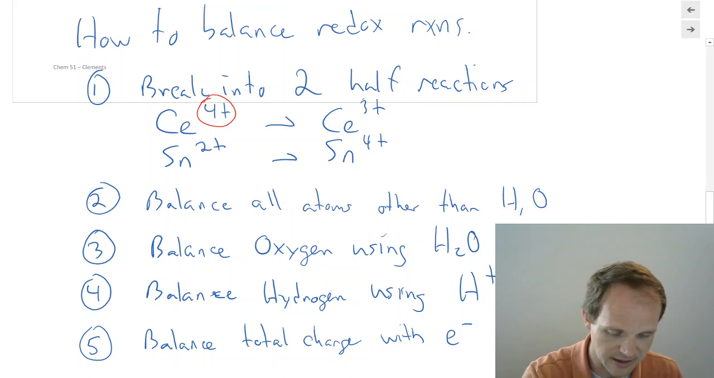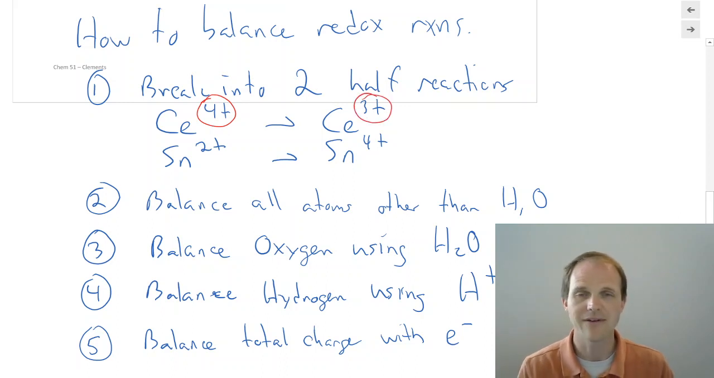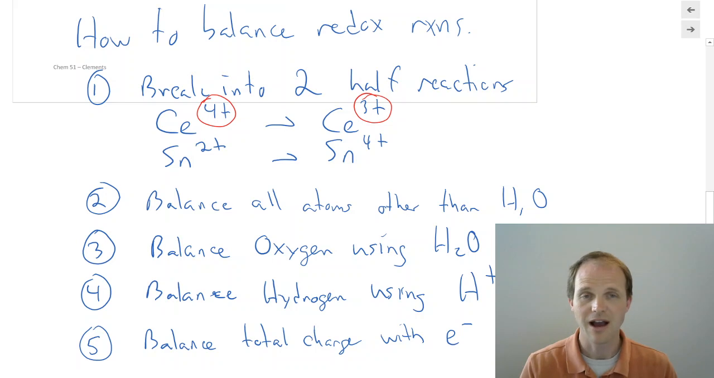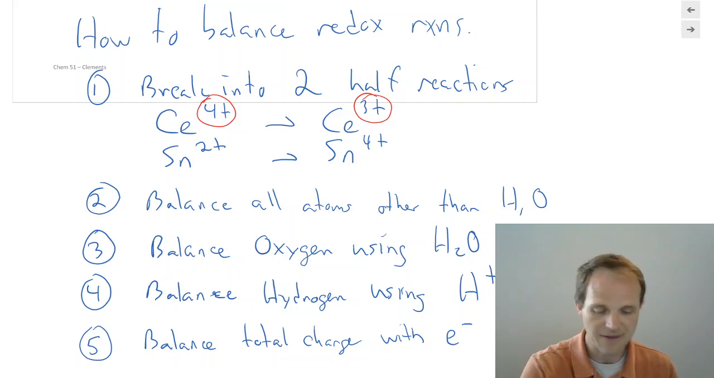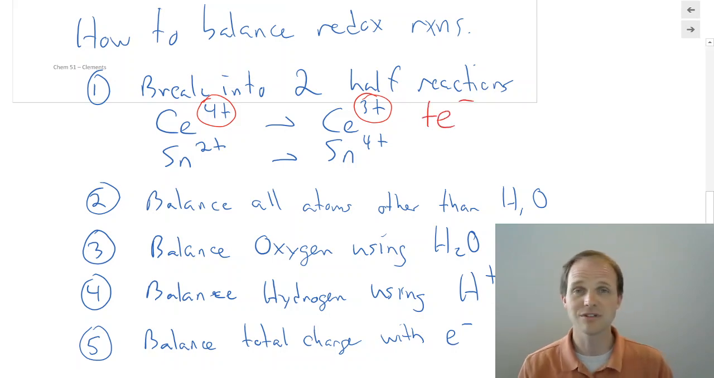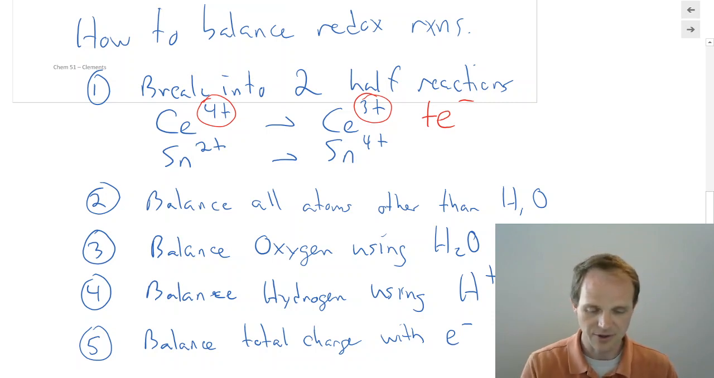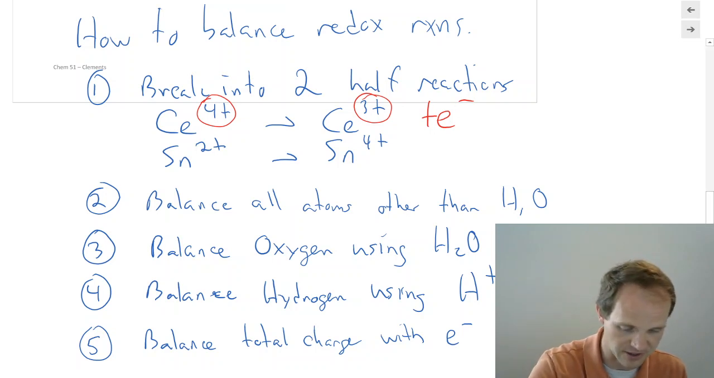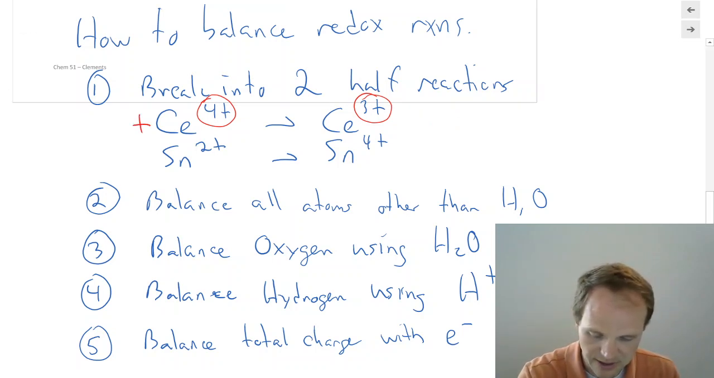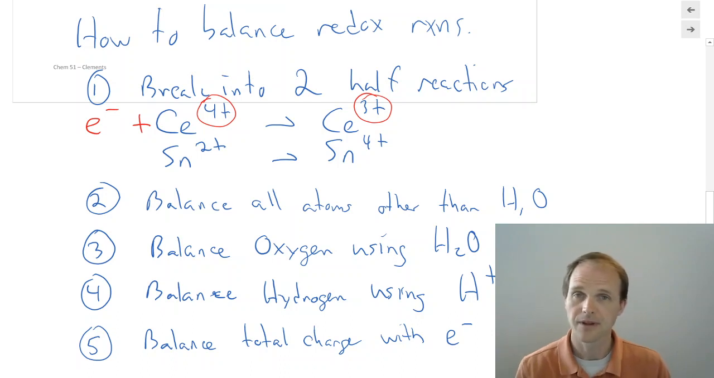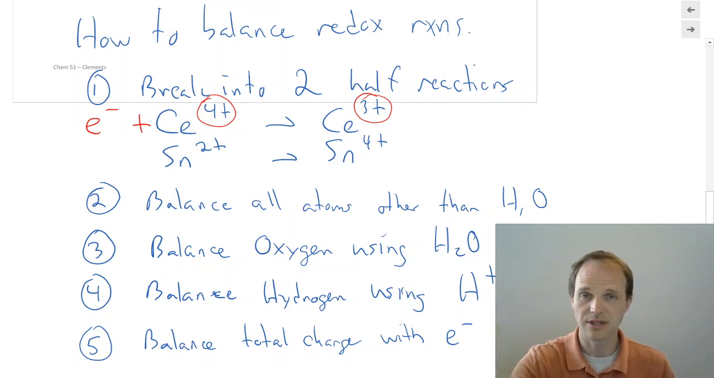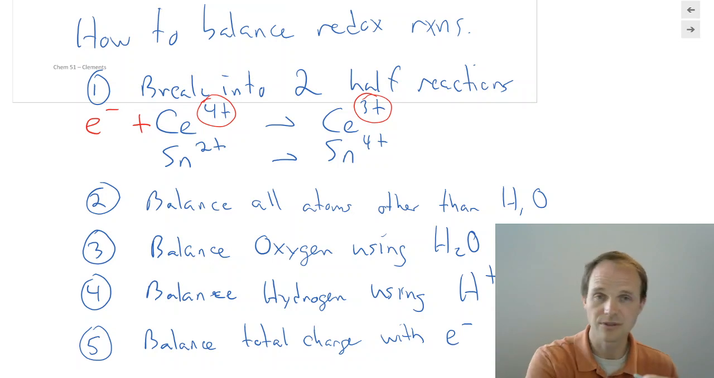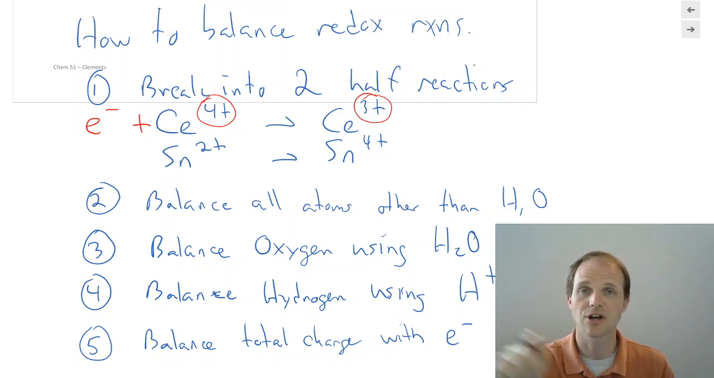I've got a 4+ on the left. I've got a 3+ on the right. If I'm going to balance my charges with electrons, I'm always going to add it to the more positive side. Why? Because electrons are negative. Electrons will reduce the overall charge. If I put an electron over here, that wouldn't do so good because now I'd have +3 plus -1 is +2, and I'd be getting further away from the charge on the left. So I'm going to put an electron over here. And I just need 1, right? Because now I've got a -1 + 4, let's say +3, is equal to +3. Cool, I'm balanced charge on that first reaction.